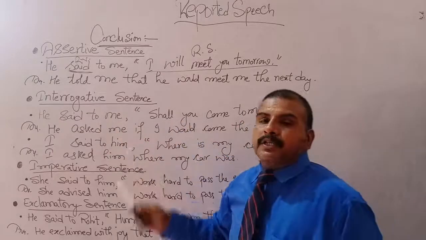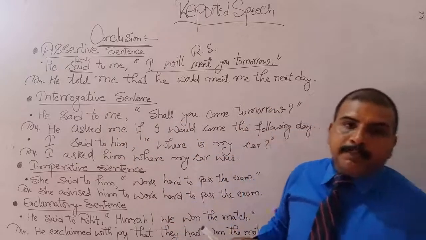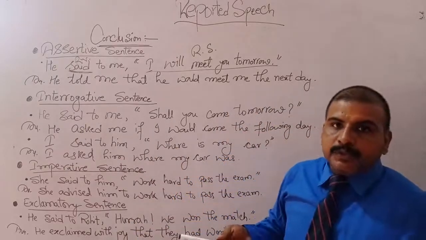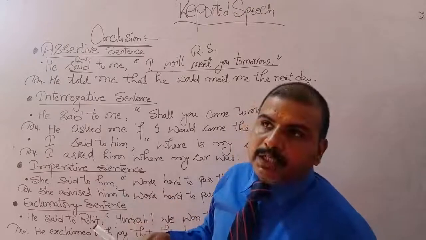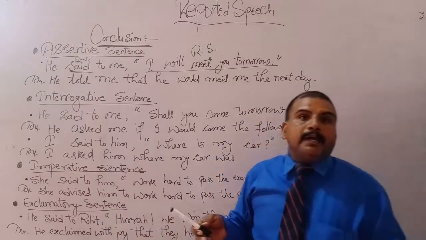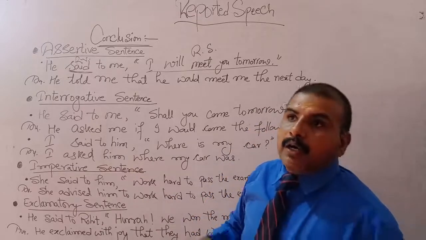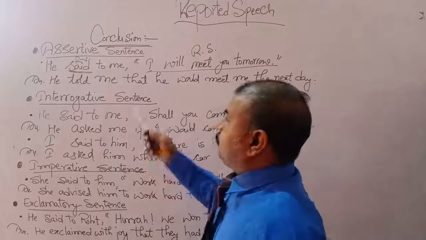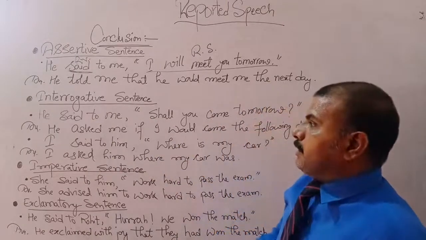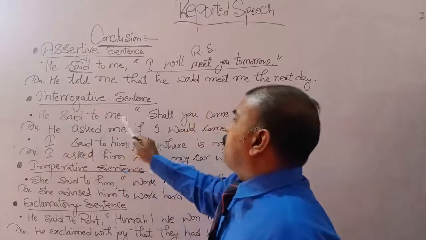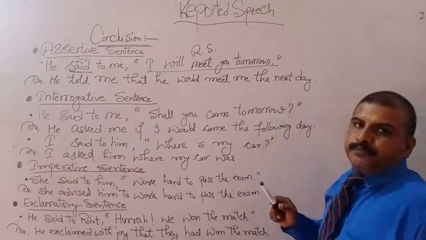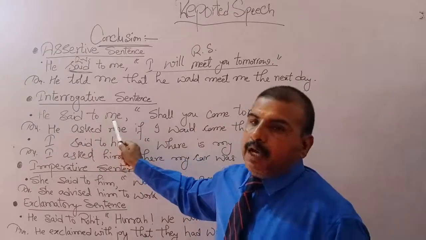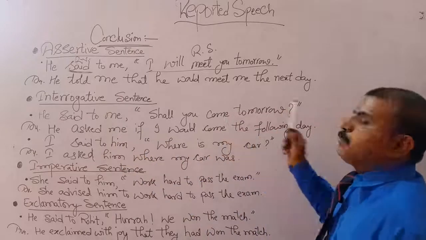Now come to the next type of sentence, the interrogative sentence. An interrogative sentence or question sentence is a type of sentence in which something is asked. Interrogative sentences or question sentences are generally built with a WH question word or an auxiliary verb. So this is called an interrogative sentence. Look at the example: He said to me, "Shall you come tomorrow?" That means here he is asking something to me, and what he asked is, shall you come tomorrow?